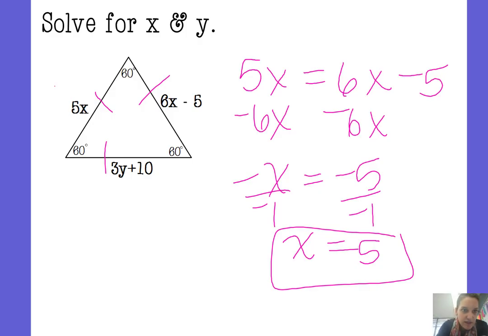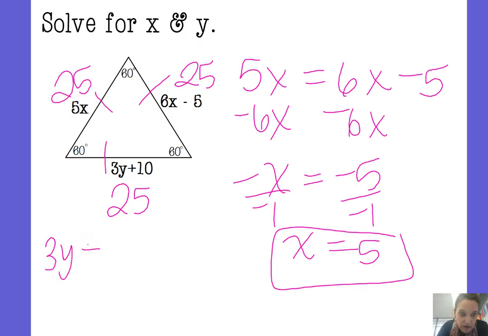5 times 5 is 25, and you can double check. 6 times 5 is 30, minus 5 is 25. Excellent, I got the same thing. So since this is equilateral, all three of these sides are all going to be equal to 25. So now that I know all three sides are 25, now I can go set 3y plus 10 equal to 25.